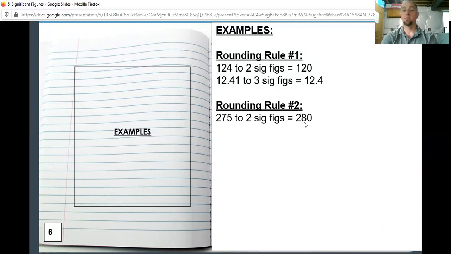Again, 280 is 2 significant digits, and we're to the left of the decimal place, so we need to have that 0 there.